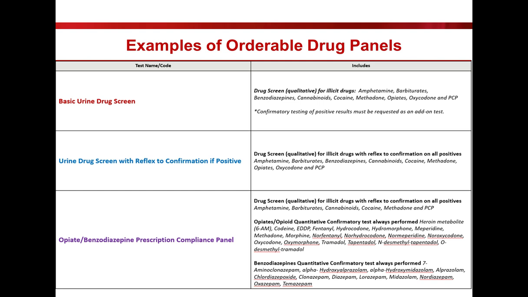So these are some examples of how we've chosen to operationalize these different approaches in our lab panels. And we don't have panels for every single scenario, every single clinical department. Many departments can benefit from just a single panel. For example, I would say most people tend to use our urine drug screen with reflex to confirmation.